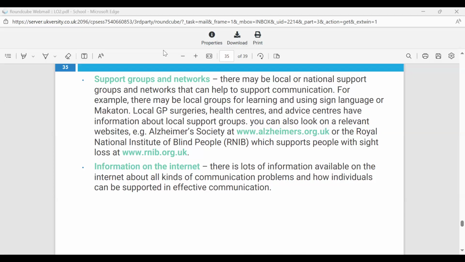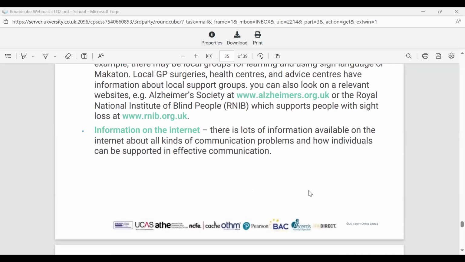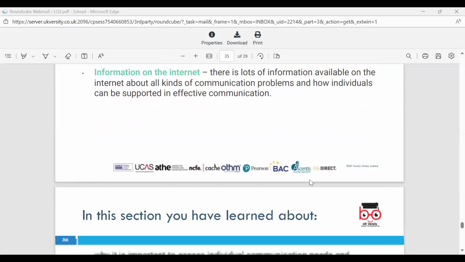And then information on the internet. Some information is good, some information is not good on the internet, because you get all sorts of communication problems on the internet as well.